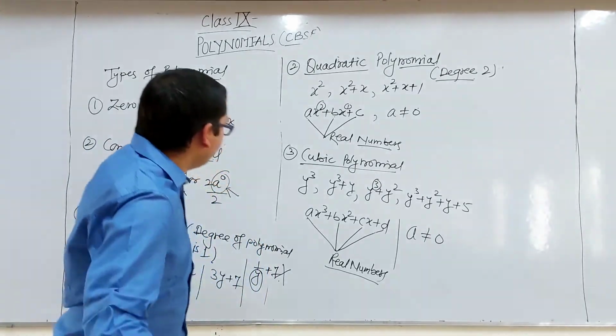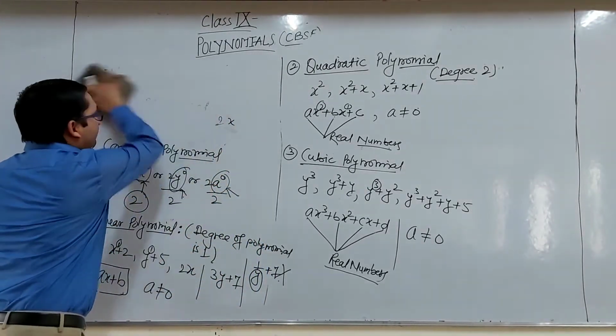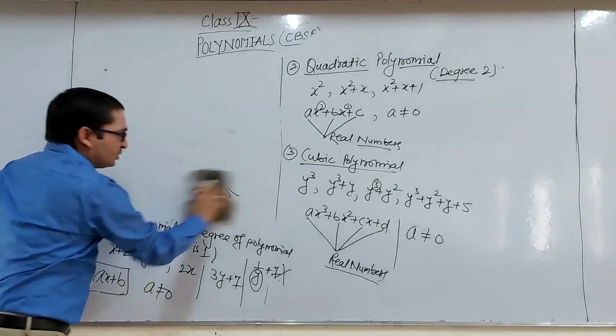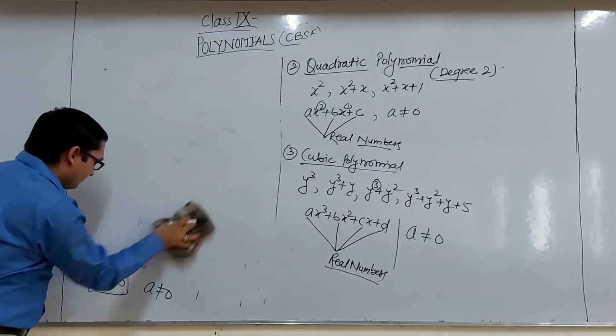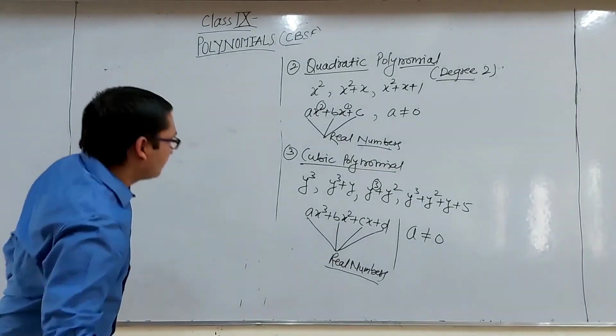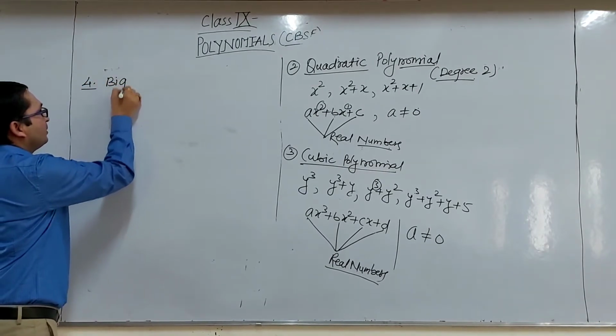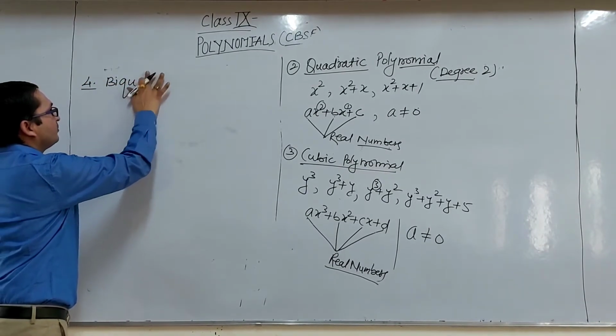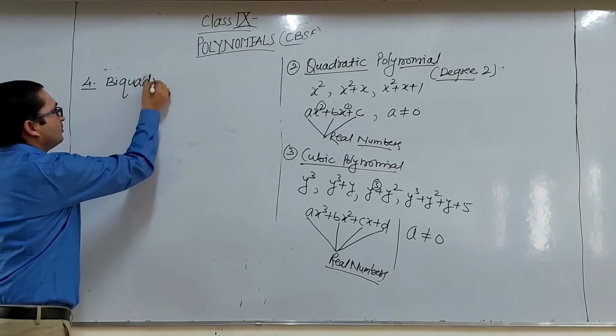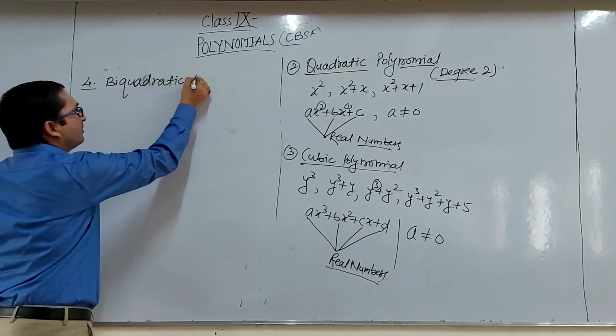Now fourth point. Cubic done, then biquadratic polynomial.